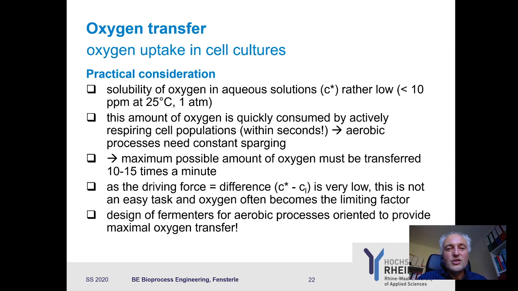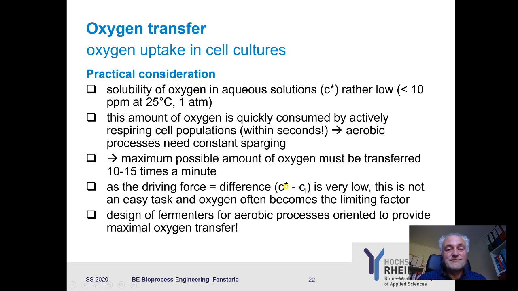Therefore, in aerobic processes I always need to bring in the oxygen. So if I have a batch reactor with an aerobic reaction, it's not closed with respect to the gas phase. Otherwise, I will not have a very long reaction. The maximum possible amount of oxygen must be transferred 10 to 15 times per minute. So this is the number one task: bring this oxygen in. The driving force is very low, because my saturation concentration of oxygen is very low. Therefore it's not easy, and oxygen is often the limiting factor.